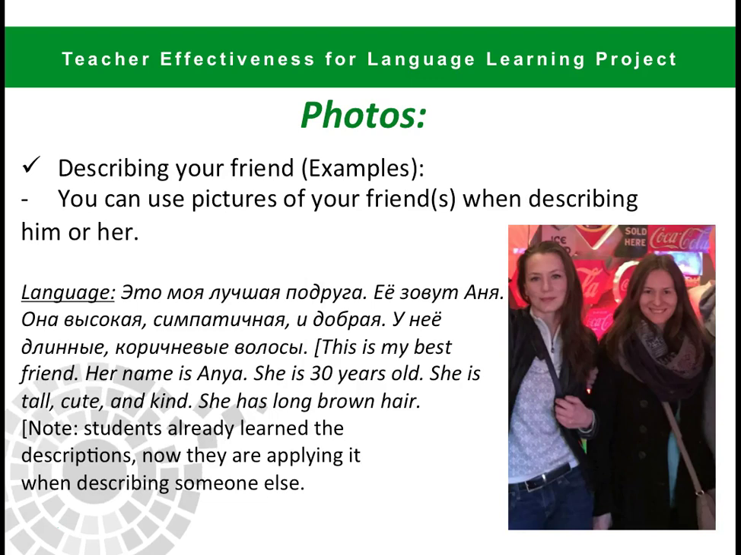Here's another example of how I have used my own personal photos. For example, describing a friend. My students have learned how to say how old someone is, and where they're from, and where they live, and what they look like. And then later on, they were learning how to describe someone. Students already learned the descriptions, and now they needed a way to apply those descriptions to another person. So I have created a story with my own personal friend, and I use this story to introduce the friend. And you will see the language that I used below the example.